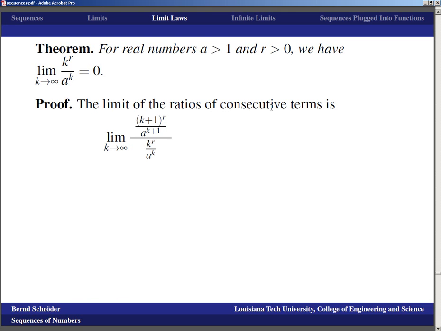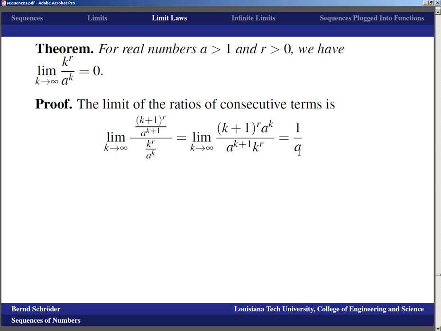If we're looking at the ratios of consecutive terms, then that limit is the limit of k plus 1 to the r divided by a to the k plus 1 divided by k to the r divided by a to the k. You know how that goes. We simplify by multiplying with the reciprocal of the denominator. We end up with the limit of k plus 1 to the r times a to the k divided by a to the k plus 1 times k to the r. A to the k over a to the k plus 1 is just 1 over a, and k plus 1 over k goes to 1, and if we raise it to r, it still goes to 1.